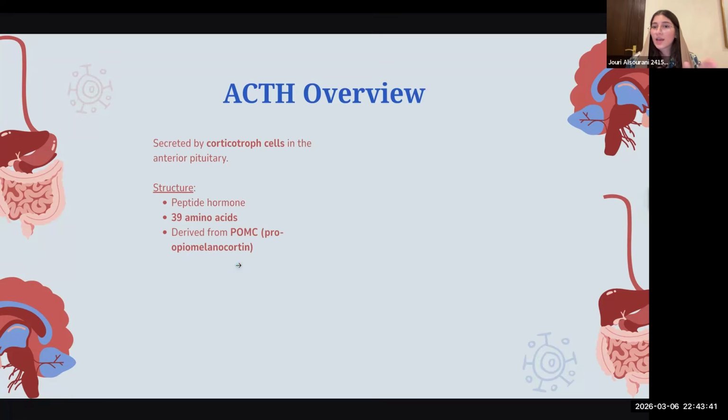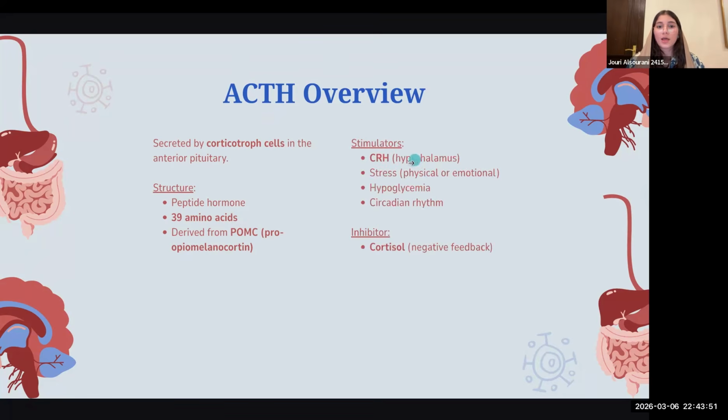pro-opiomelanocortin. This is just basically a precursor peptide, okay? And this is what is going to be cleaved, and it will give us ACTH along with some other hormones, which we'll get into. What stimulates ACTH? We have CRH from the hypothalamus, stress, hypoglycemia, and again, circadian rhythm. And the main inhibitor of ACTH is cortisol.